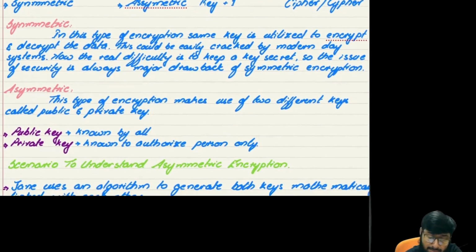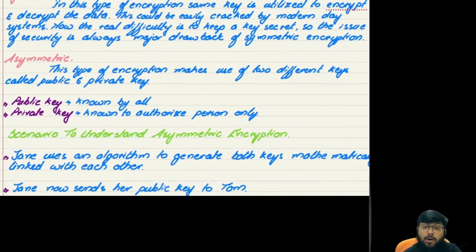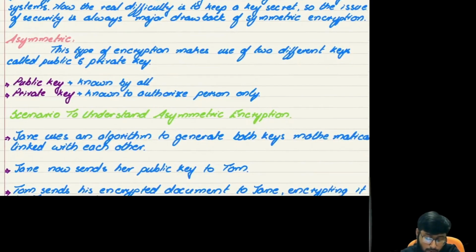Now when it comes to asymmetric encryption, what are we going to do? We are going to change the keys. For making an encrypted text, we utilize a different key. For decrypting a text, we utilize a different key. So in this particular format, it is much more secure in comparison to symmetric encryption. Now there are two different types of keys: a public key and a private key. The public key is known by all, whereas the private key is only utilized or known by a particular, authorized person.